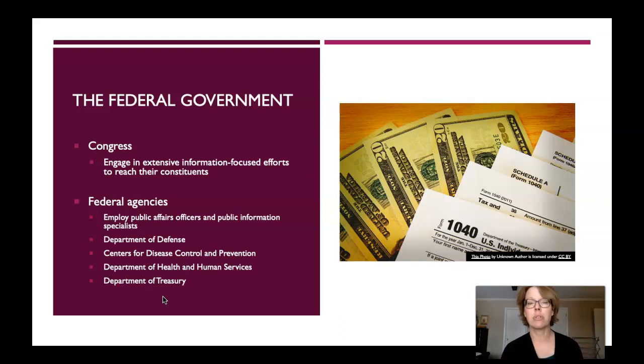But agencies do this as well. This could be like the Department of Defense, Center for Disease Control, as I mentioned earlier, Health and Human Services, or the Treasury Department about our IRS, that our taxes will be due, and the different procedures, the new rules and regulations. And so all these different departments are using PR people to communicate information to the rest of us.